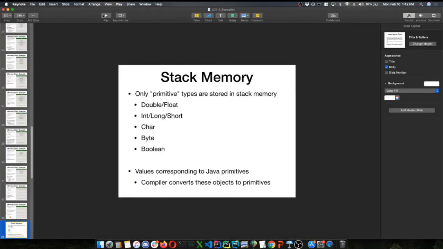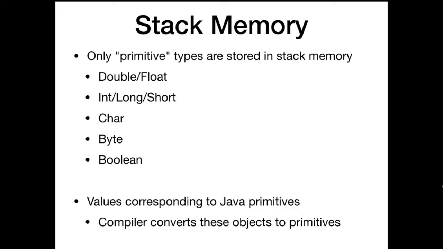All right, so that's stack memory. We have two different types of memory for our programs. That's stack memory, and anything that's what we call a primitive type is going to go on the stack. That includes double, float, int, long, short, char, byte, and boolean. And that's it. It's a complete list. There's always an asterisk, there's always exceptions to the rule.